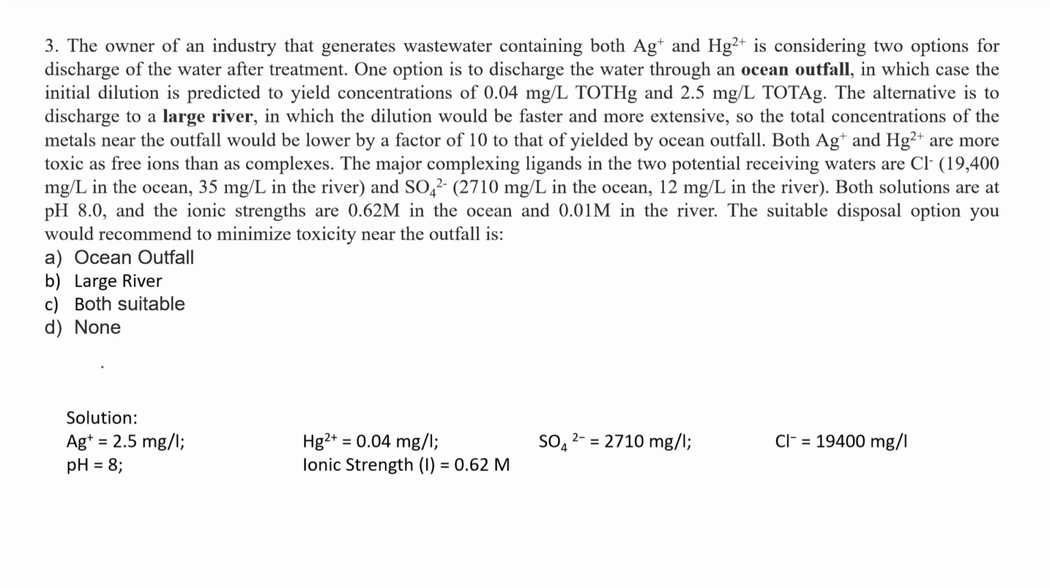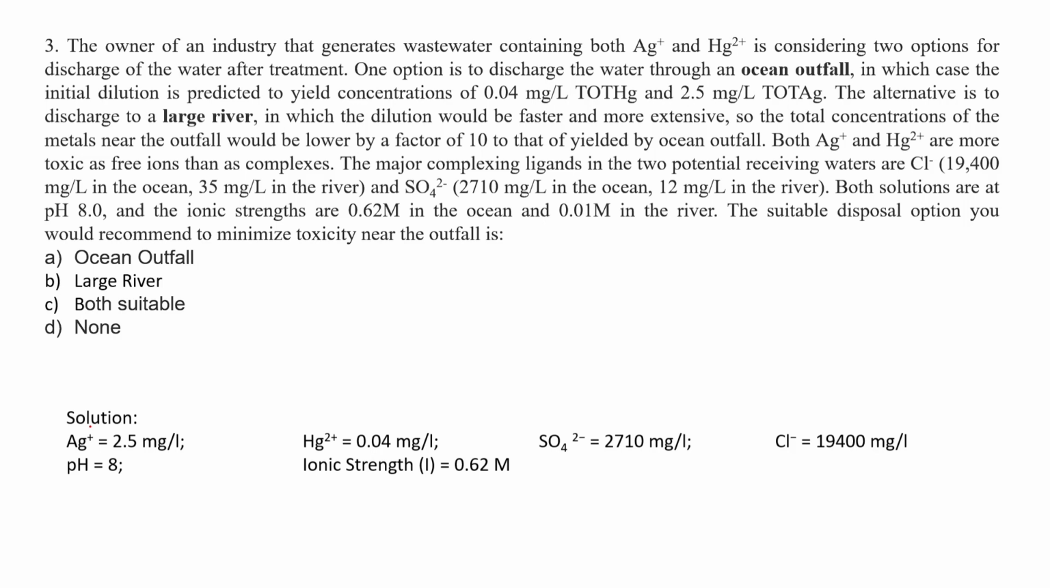So again it is a numerical. The question is, the owner of an industry that generates wastewater containing both silver and mercury, Ag+ and Hg2+, is considering two options for discharge of the water after treatment. One option is to discharge the water through an ocean outfall, in which case the initial dilution is predicted to yield concentration of this much of total Hg and this much of total Ag. So we have been given the total concentration of Hg and total Ag.